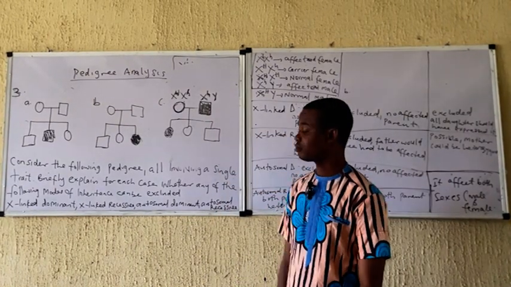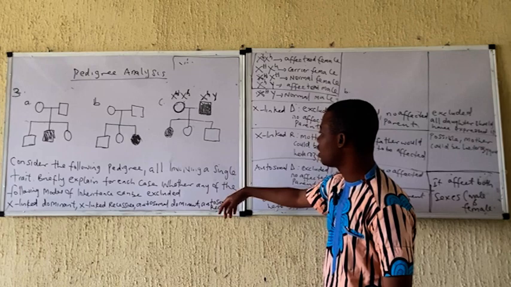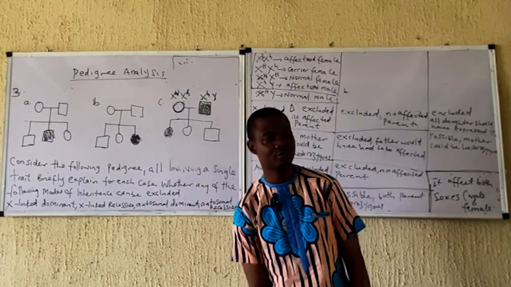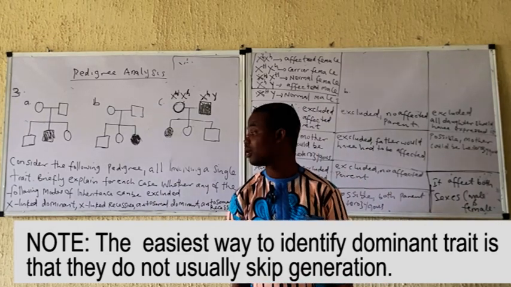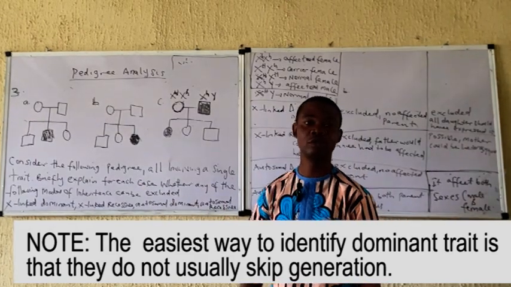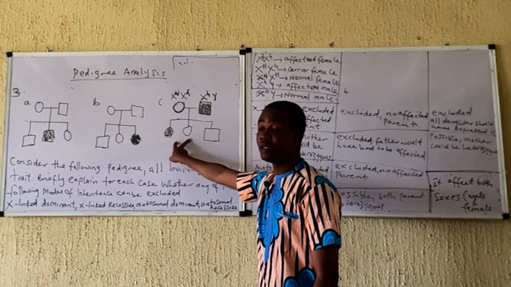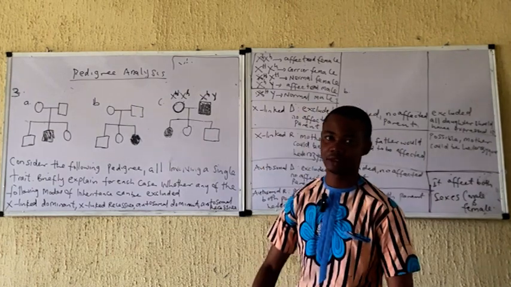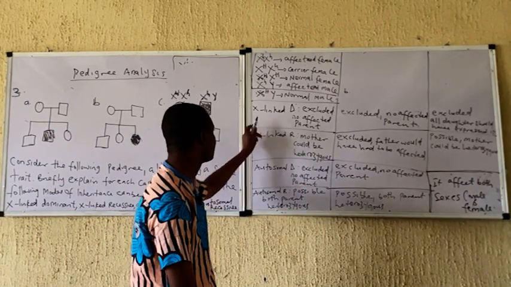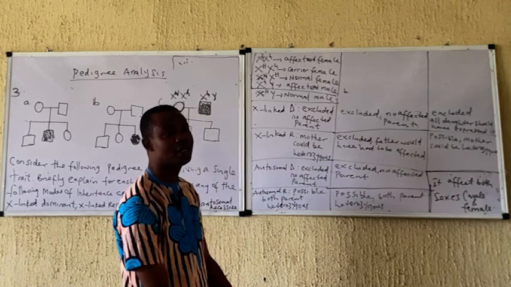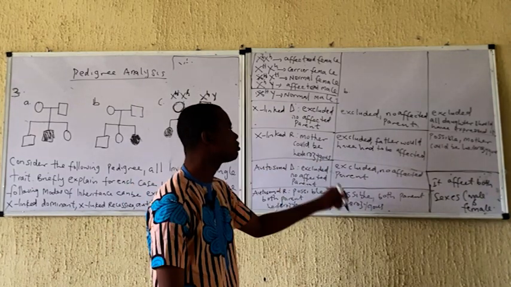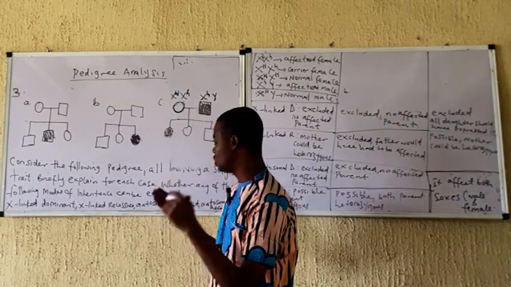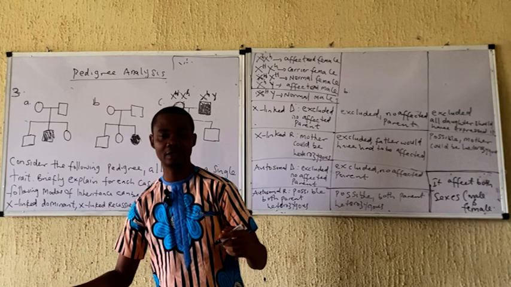Coming to C, let's see which of the four types of pedigree analysis can be included or excluded with regards to pedigree C. Now, let's start with X-linked dominance. X-linked dominant can be excluded. Why? Because for it to be X-linked dominant, it has to pass from the father to the daughter.